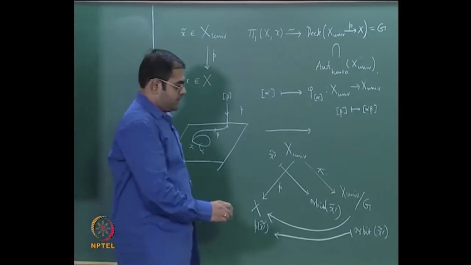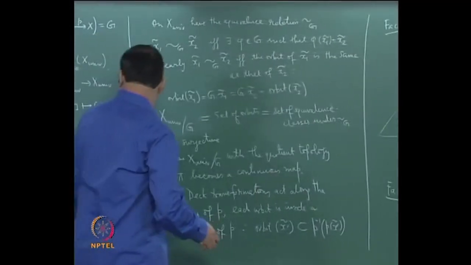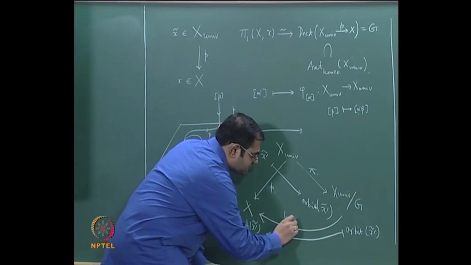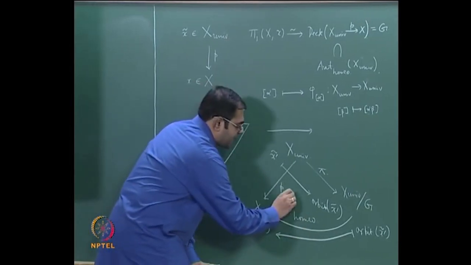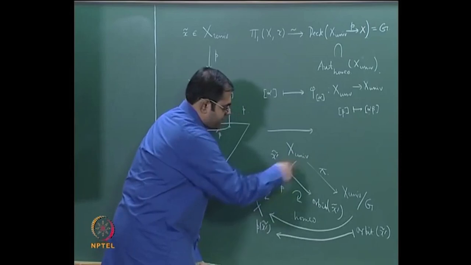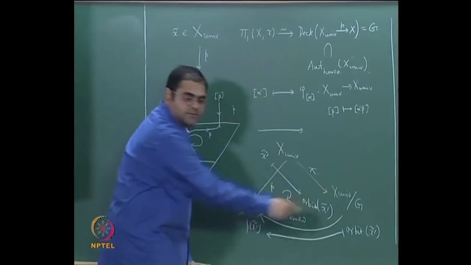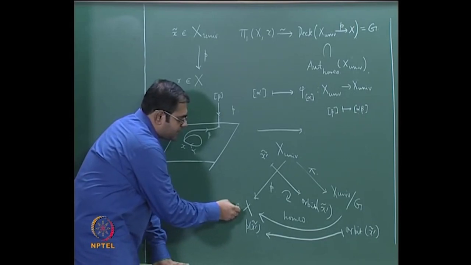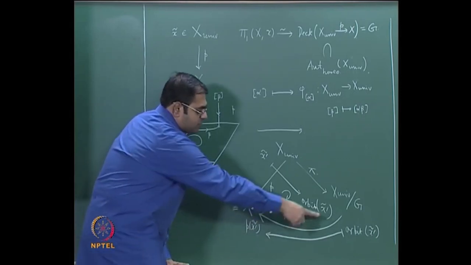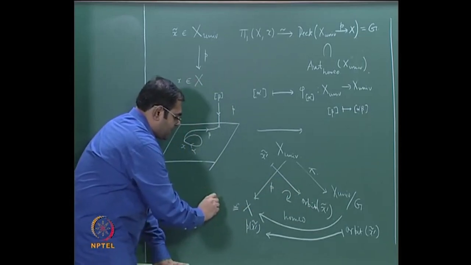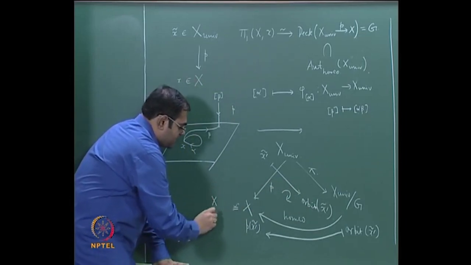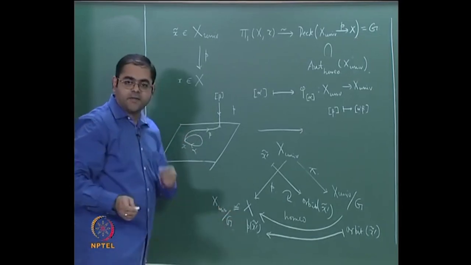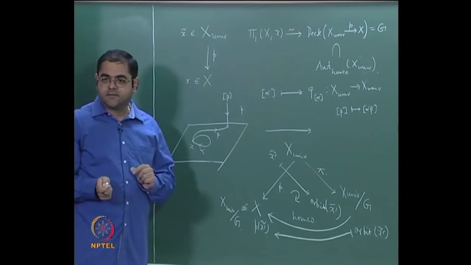So let me write that down. Let me write this here. This is a homeomorphism, and this diagram commutes, that is, this followed by this is this, and this followed by its inverse is that. And X is therefore identified by this homeomorphism with X universal, the universal cover, modulo the deck transformation group. So the reason why I am doing this is the following.